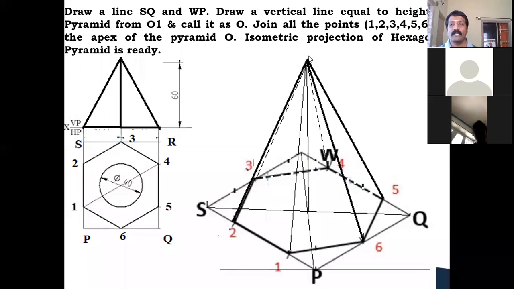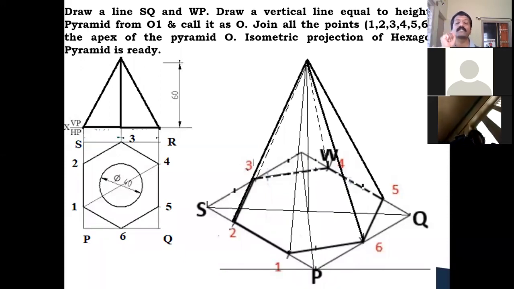And now after finding out this apex or vertex, you need to join all the corners. So O1, O2, O3, O4, O5 and O6. Like this, all the corners of the base of your pyramid should be joined to your vertex after finding out the vertex.